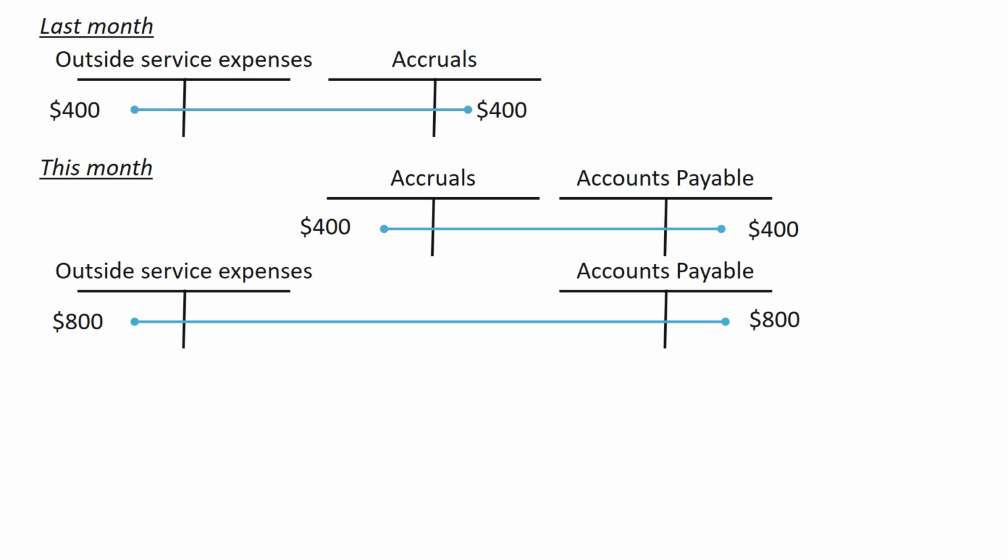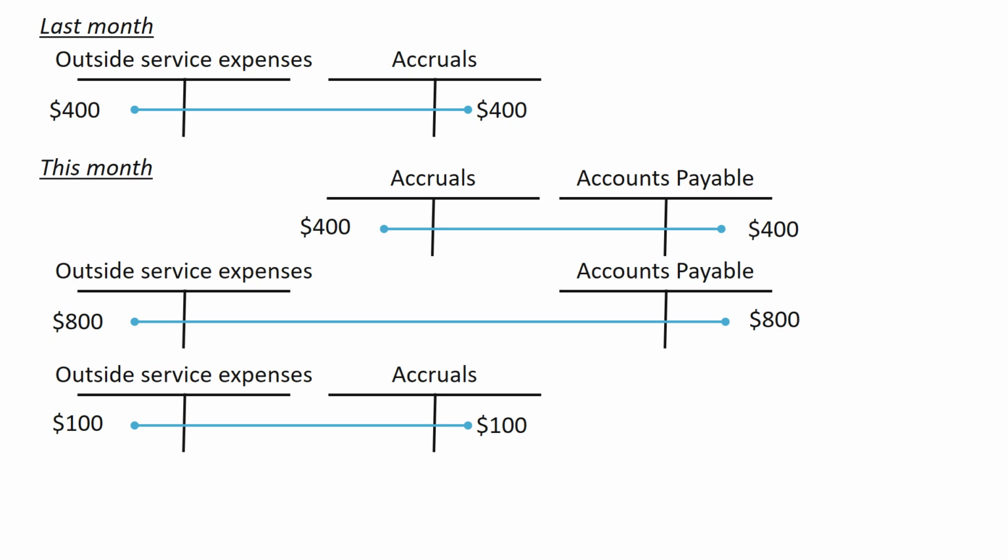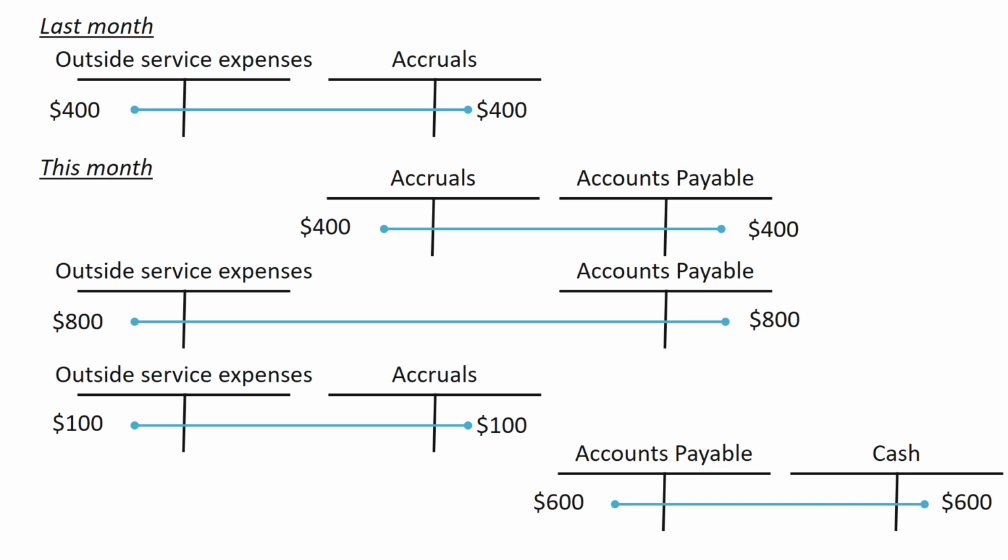The $800 of invoices related to the current period are recorded by debiting outside service expenses in the income statement and crediting accounts payable on the balance sheet. For the $100 worth of work performed for which no invoice has yet been received, you record a debit in outside service expenses and a credit in accrued expenses. Last step, for the actual payment to the supplier, you debit accounts payable and credit cash.